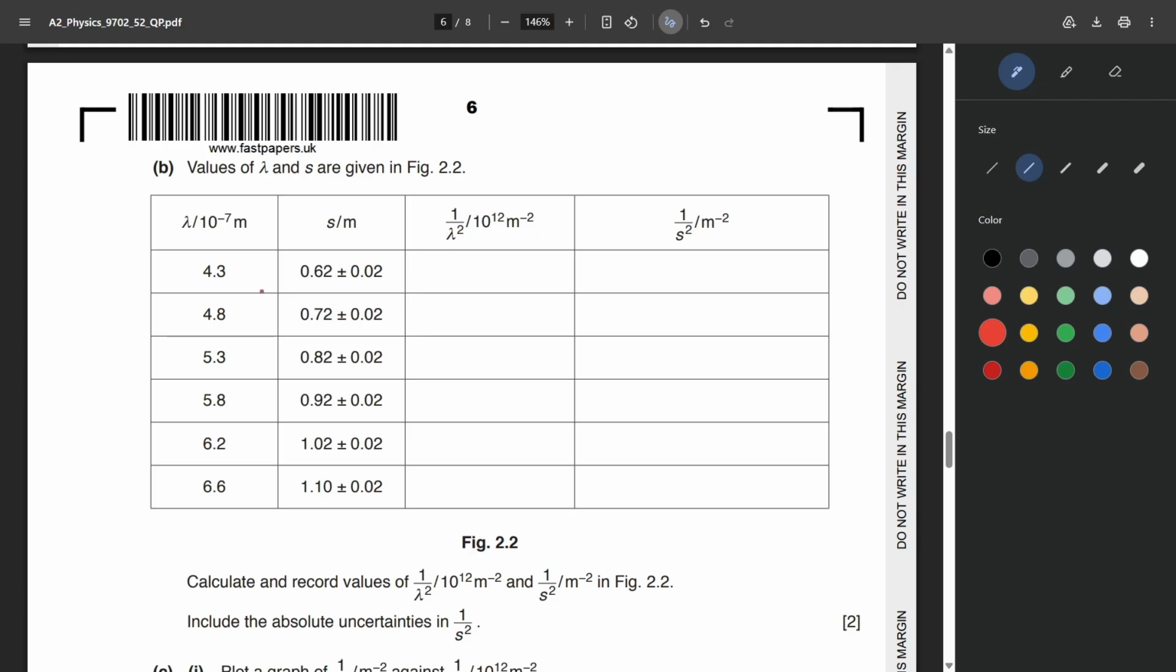Okay, so let's compute one value of 1 over lambda square over here. If we consider the first value of lambda, that would be 1 over 4.3 square. But notice that there is a 10 to the power of minus 7 included in the unit. So we need to multiply this 4.3 times 10 to the power of minus 7 and then square that term, which gives us a very large value. The value would be 5.41 times 10 to the power of 12. Now, if we divide this value by 10 to the power of 12, we get 5.41. Now, 10 to the power of 12 is already included in the unit of 1 over lambda square. So the value over here would simply be 5.41.